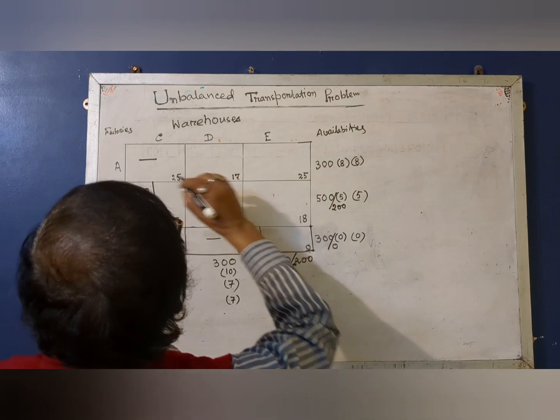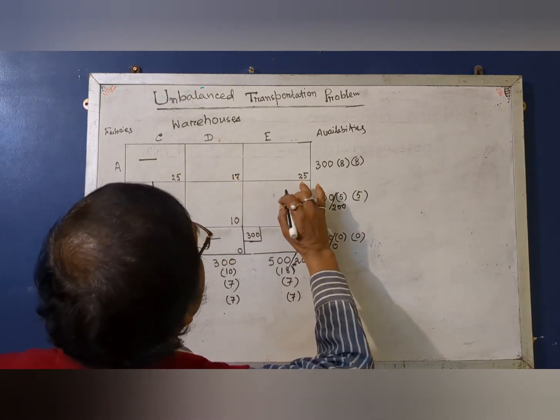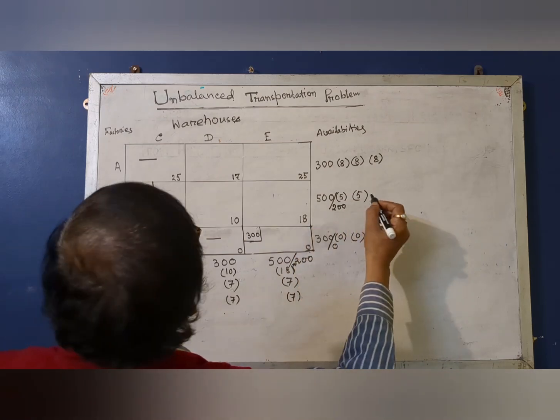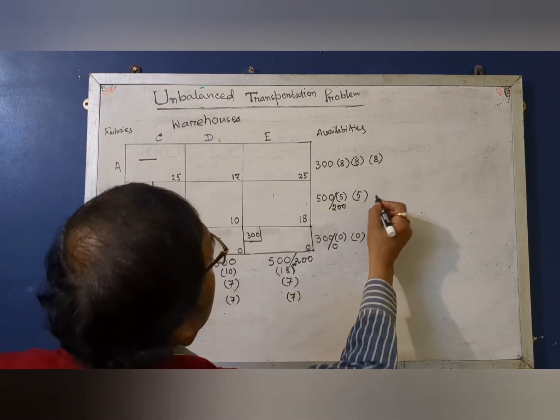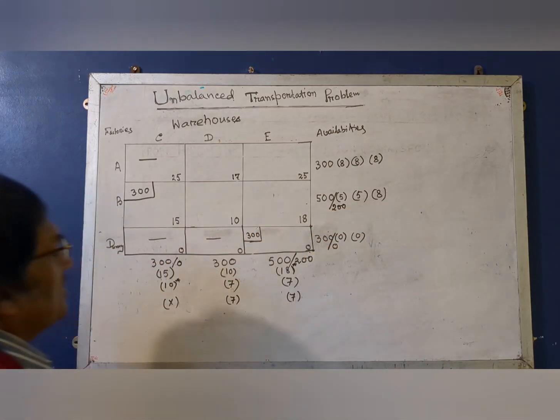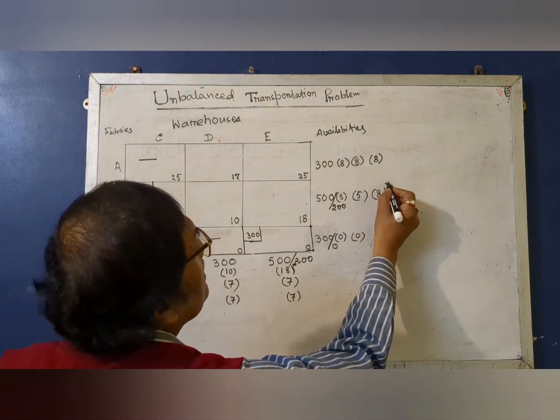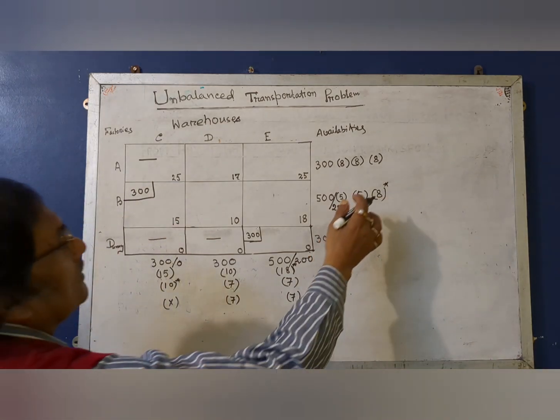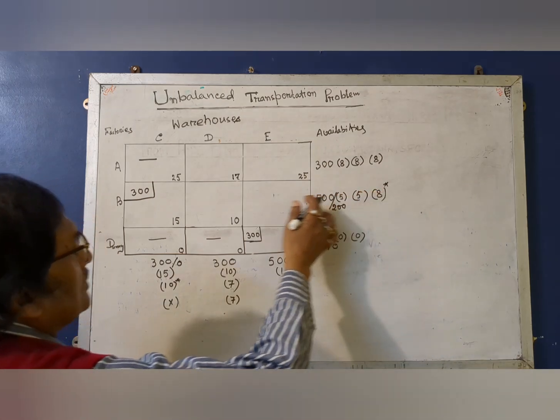And horizontally you will not consider it as it is blocked. 17 and 25, that is 8; 10 and 18, that is 8 as well. The difference is 8. And where is the highest difference? The highest difference is here. Okay? That means you have to put your allocation in this row.